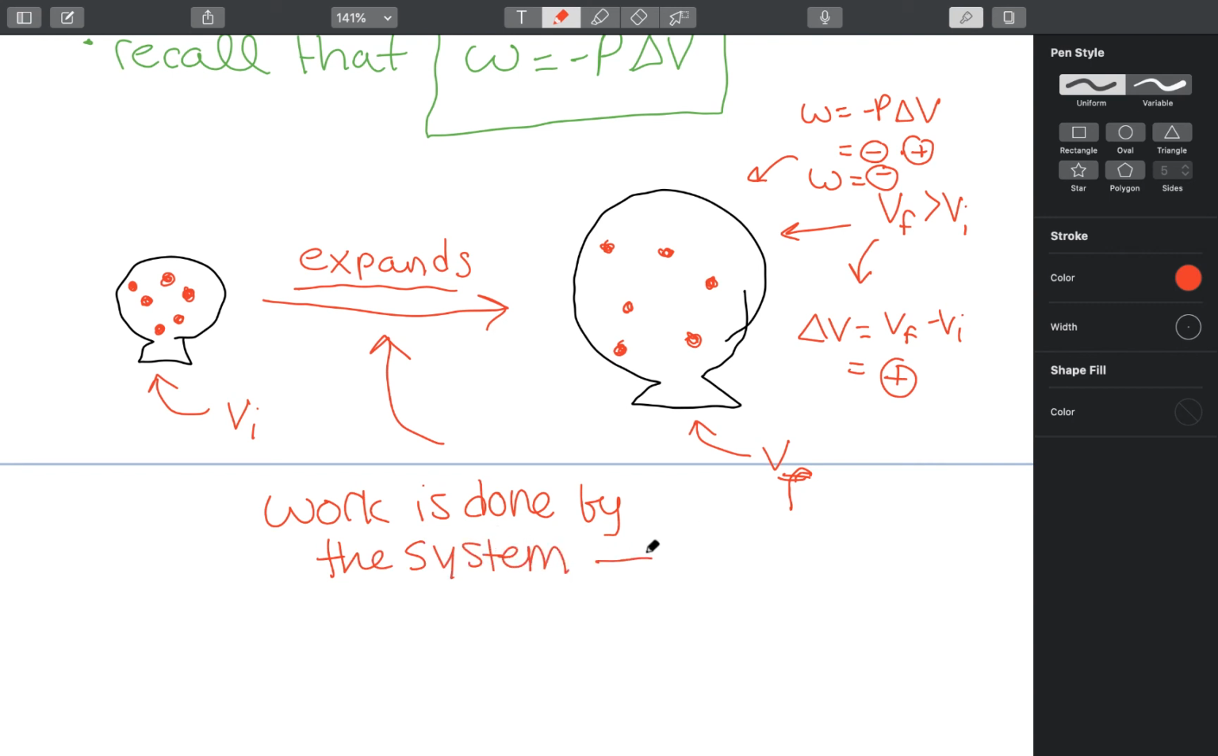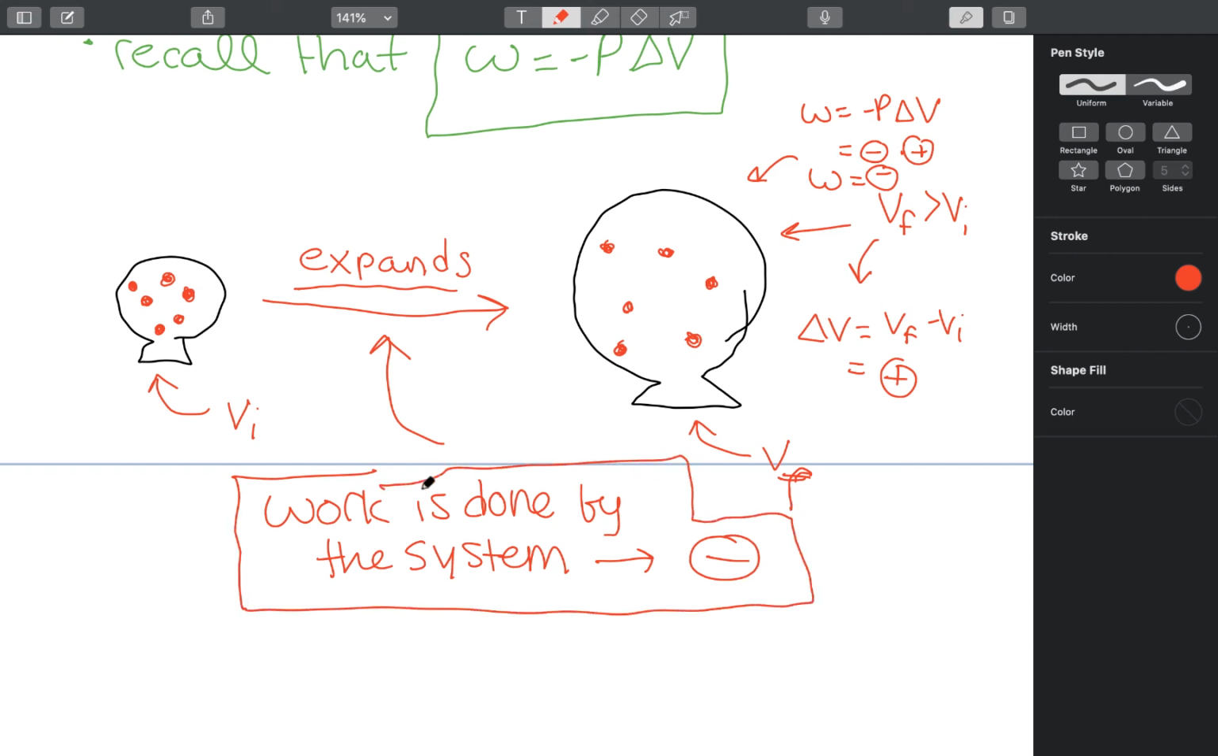And in this case, work will be negative. So it's important to know this. When work is done by the system, work is negative. And this should sort of make sense to you, because think about it.